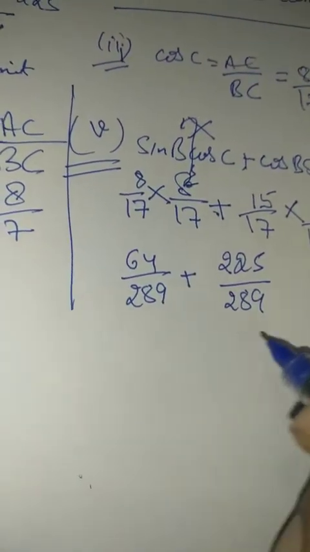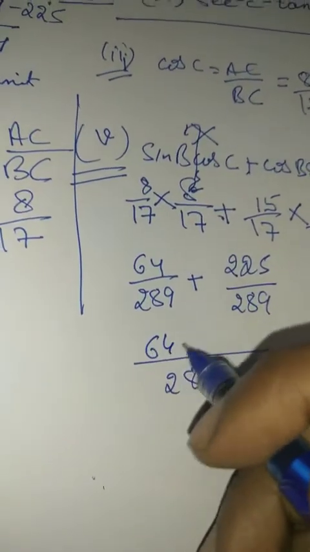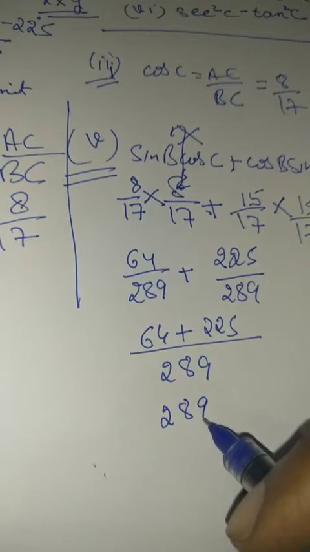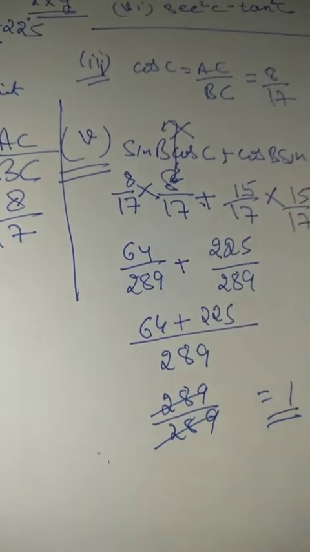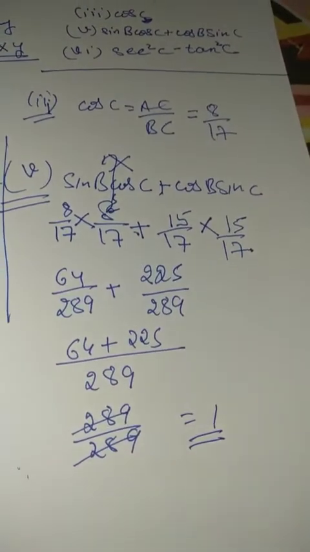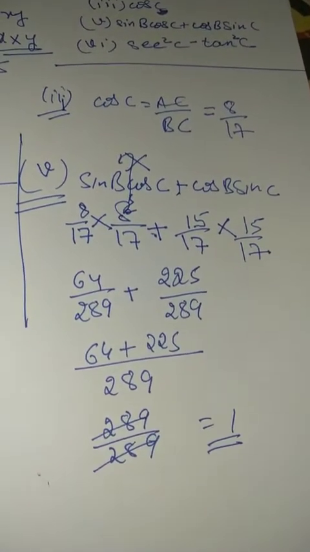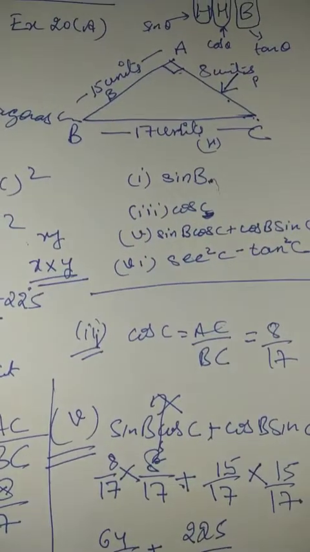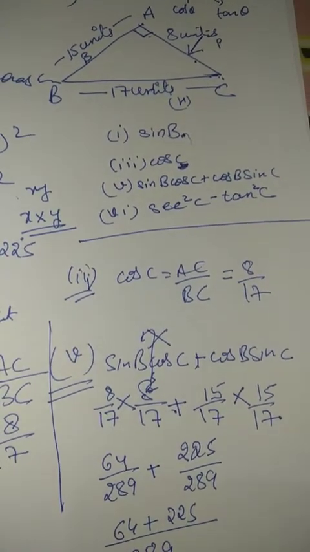Now we have two ratios, and both have the same denominator, so the same will be the LCM. So it will be 64 plus 225, and so it will be 289 upon 289, which gets cancelled. What is the value coming out to be? 1. Isn't it? Any problem? You can pause for a moment over here to check your calculations. What are the values being substituted from the figure? Then you can proceed to the next part. Alright children, let's proceed.